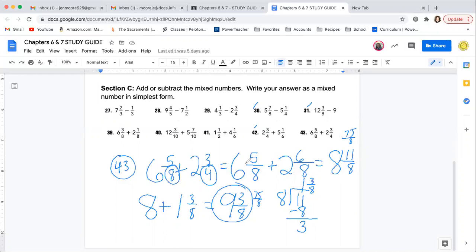But if I were looking for a final answer on this type of problem, this is the one I would expect, right? Because I've regrouped, I've simplified, and it represents the sum of these two mixed numbers. Okay?